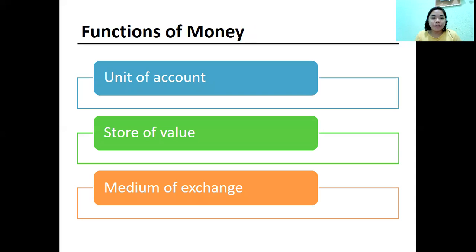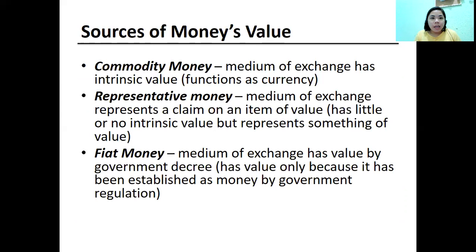And we have the following functions of money. First, it is a unit of account, expressed in peso. Second, a store of value, and third, it is used as a medium of exchange. So take note of those three functions of money. And what are the sources of money's value?